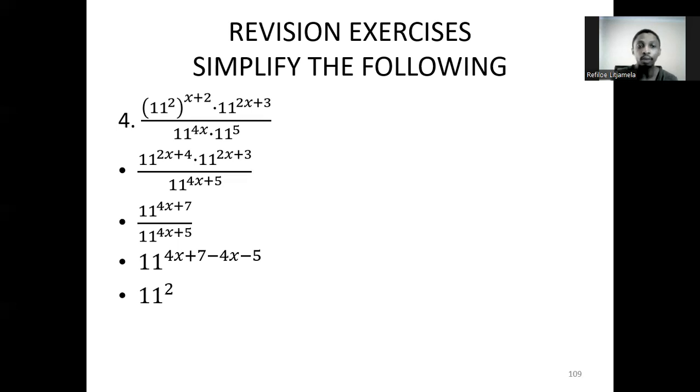And now that is why we've got 2. 2 is simply, we got it by taking 7, we subtracted 5 from it. So hence we have 11 squared. 11 squared will give us 121.